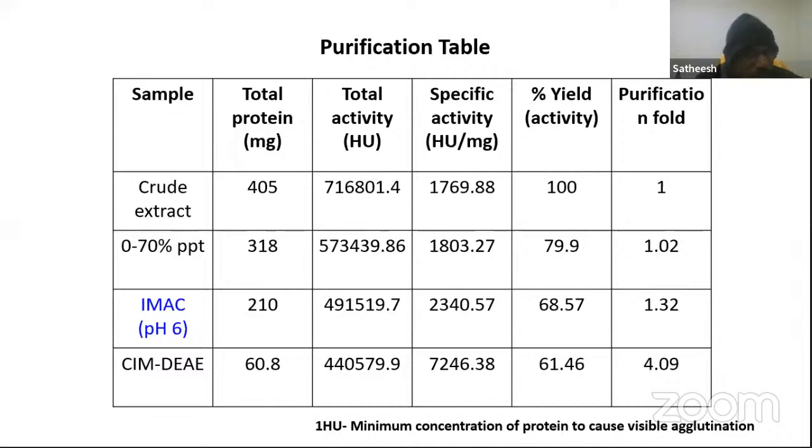This is pH 6, and the previous one was pH 7. All these values will be the same up to a point. From IMAC pH 6 onwards, the quantity will be different, and the same for SIM-DEA. But the specific activity is getting increased, and the purification fold is also getting increased.